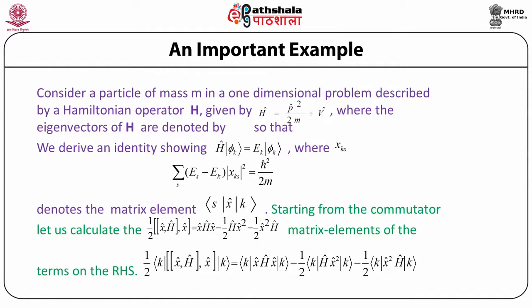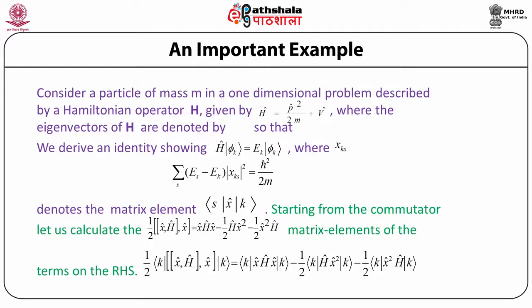Now we can derive the identity, which is defined as follows: summation over s within brackets (Es minus Ek) modulus whole square of xks is equal to h cross square by 2m, where h cross is equal to h by 2 pi and h is the Planck's constant, and xks denotes the matrix element bra vector s, operator x, ket vector k. So in order to prove this identity, let us start from the commutator.